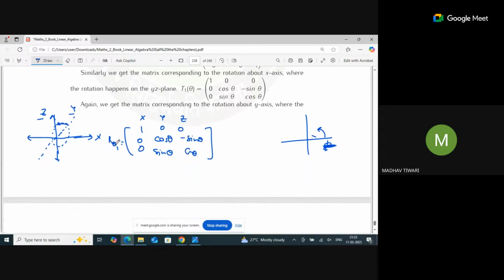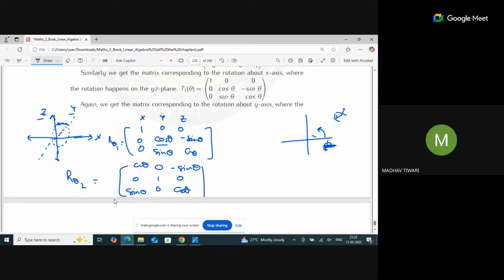So this is my rotation matrix when I kept my x-axis fixed. If I keep my y-axis fixed, then I have to write down the matrix like this: 0, 1, 0, 0, 0. Now the remaining part will be my rotation matrix R2. What was that? Cos theta, then minus sine theta, then sine theta, and then cos theta.